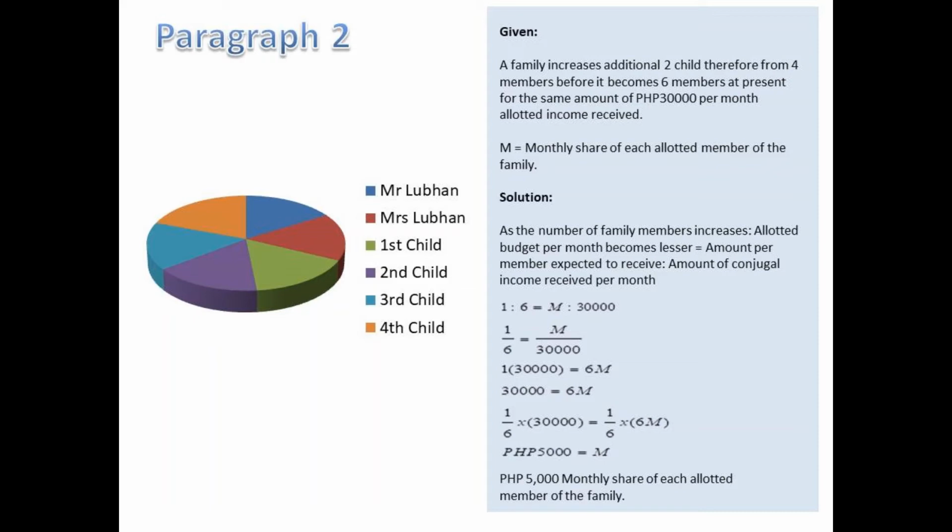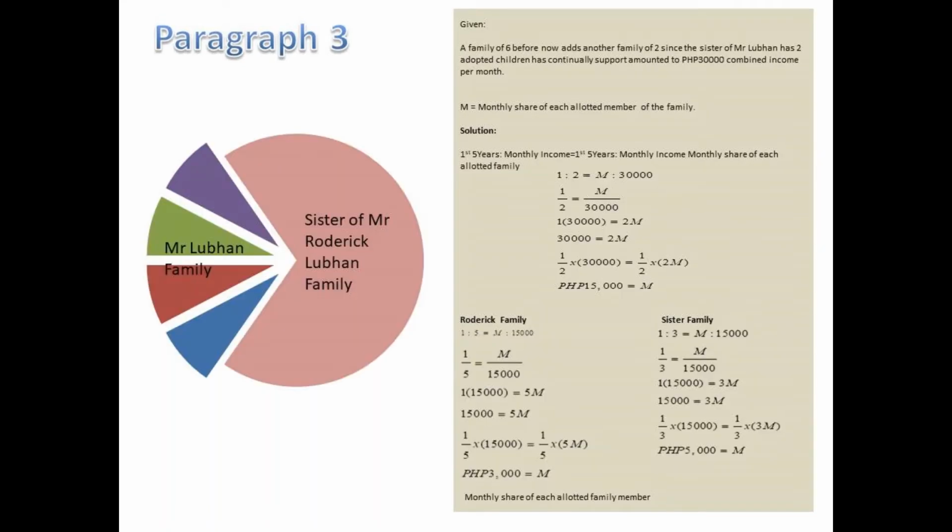1:6 is equal to M:30,000 pesos. So 1/6 is equal to M/30,000 pesos. You cross multiply: 30,000 times 1 is 30,000, which is equal to 6 multiplied by M, or 6M. Then you divide both sides by 6 to remove the coefficient. It resulted to M is equal to 5,000 pesos. So each member of the family will receive 5,000 pesos.